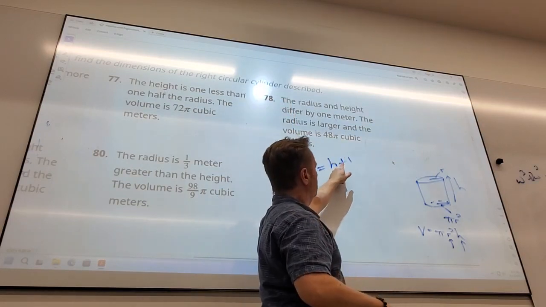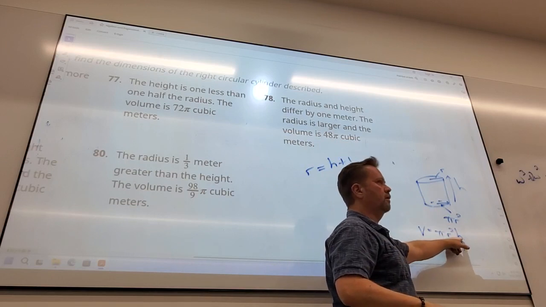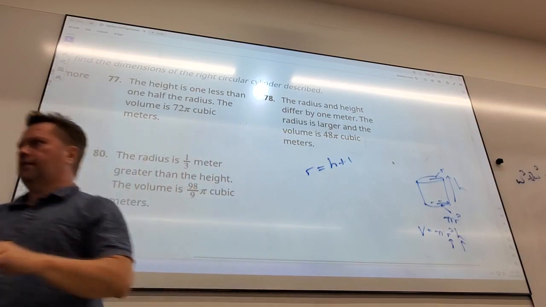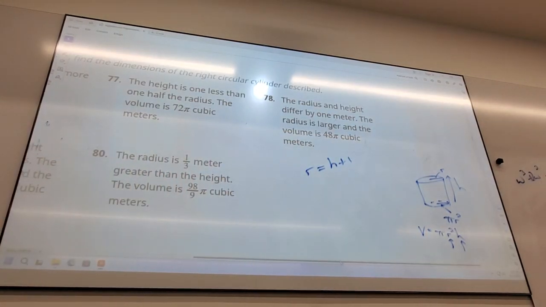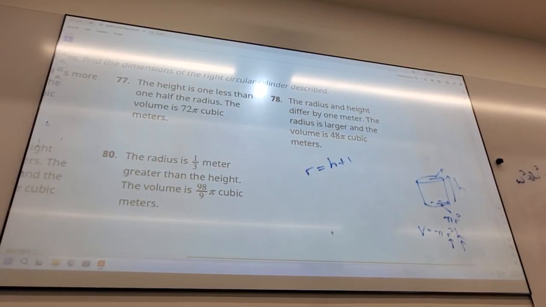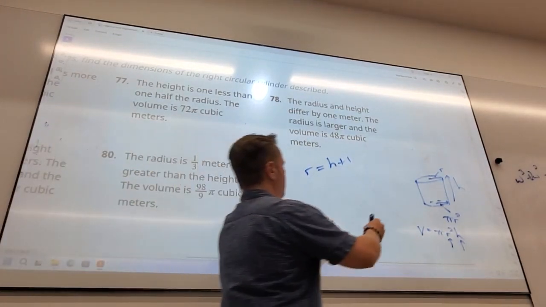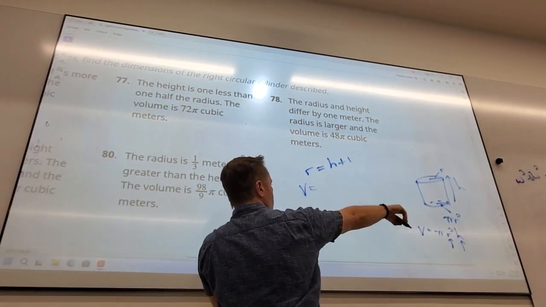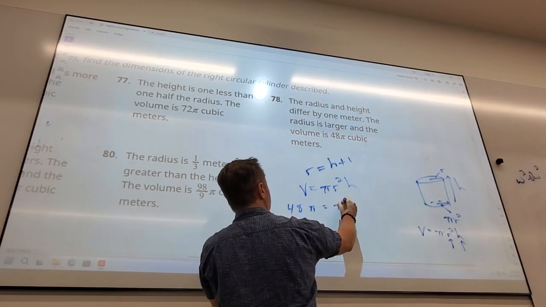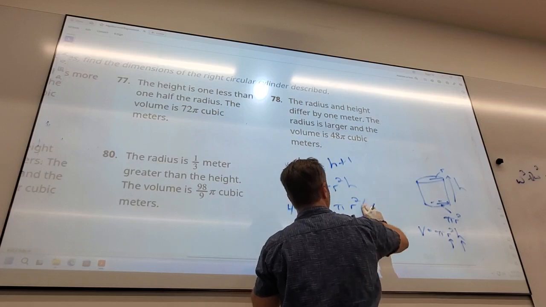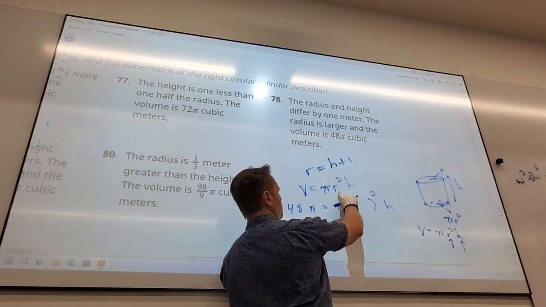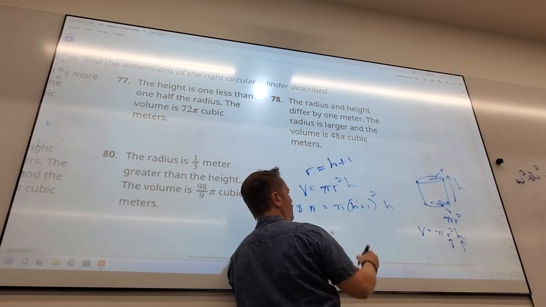So the beautiful thing here is if you just plug that in here, then you'll get something. And be careful. Let me see if they say this here. What are they trying? Oh, okay. Oh, the volume is 48 pi, right? So volume is pi r squared h. I know this is 48 pi. Is that cool? And I know r is what? What do I know r is? H plus 1, yeah.